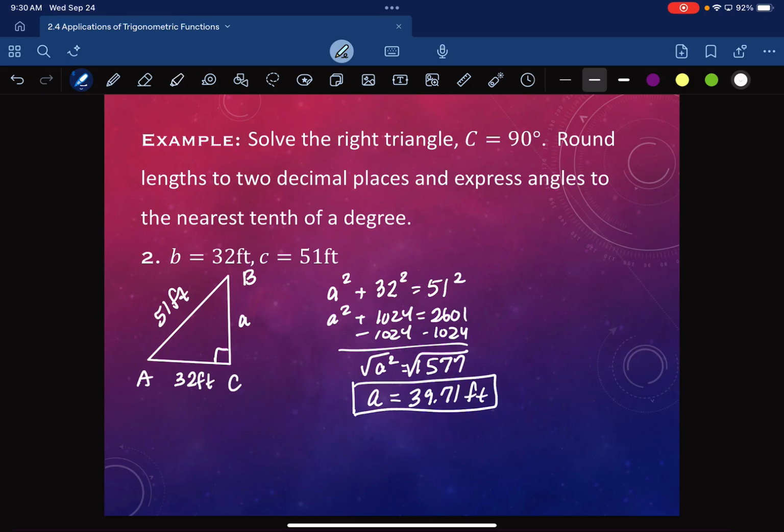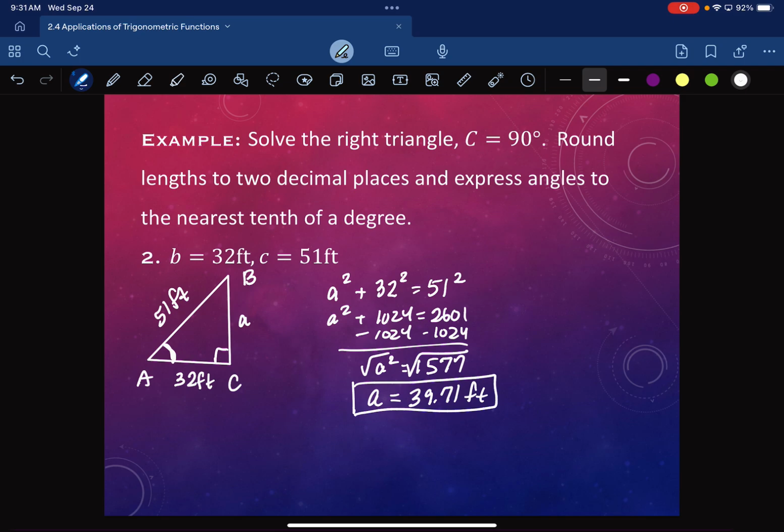Okay, now I'm not going to use the 39.71 to find any of my angles, right? At the very least we rounded it, and that's going to be potentially problematic later. I definitely rounded this value, and I don't want to use a rounded value in further calculations. Shall we find angle A?